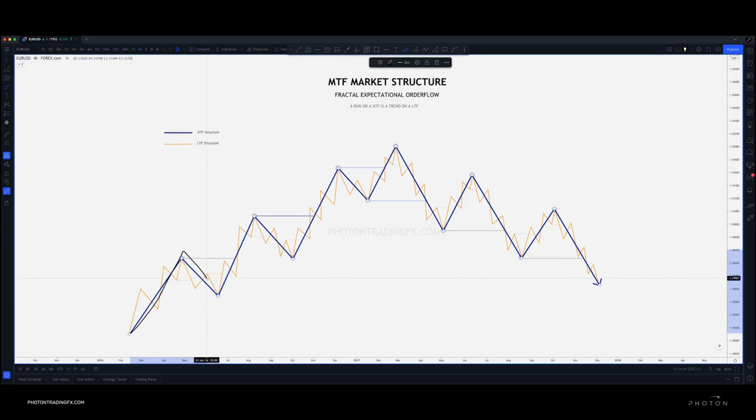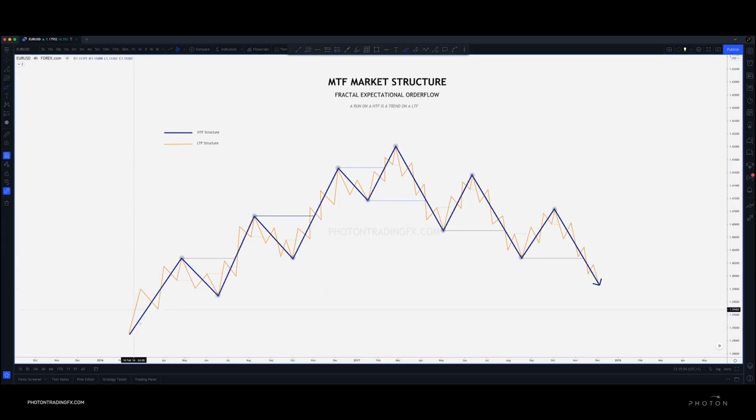We pull back to form what may potentially be a higher low, which is then confirmed when we break that high, we break that swing high, we break structure to form a higher high. We pull back to form a higher low. We make a series of higher highs, higher lows, higher highs. And then when that higher low is broken and we form a lower low, that is when we get a confirmed trend change.